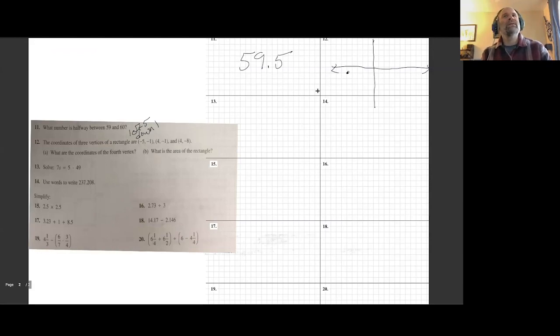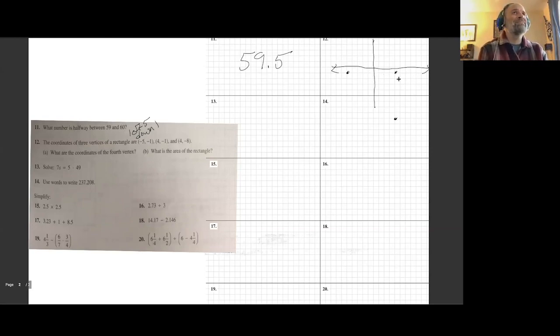And then 4, negative 1. So that's right 4, 1, 2, 3, 4, and then down 1. Okay, and then the next one is 4, down 8. So over 4 and then down 8. I guess I could have made this a little higher, huh? 1, 2, 3, 4, 5, 6, 7, 8. Okay, so do you see the rectangle so far?